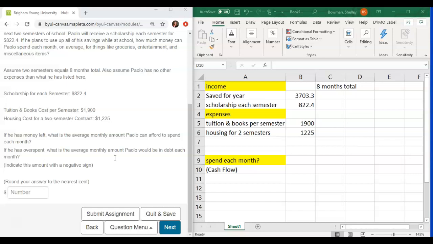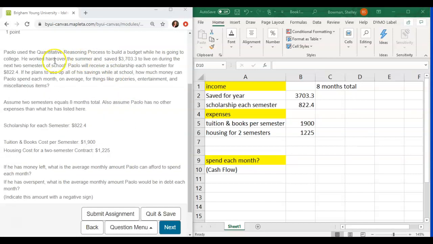Over on the right, I've written out some of the information gleaned from the problem. He has savings of $3,703.30, and he will receive a scholarship of $822.40, and he has some expenses. Tuition and books is $1,900 per semester, and housing for a 2-semester contract is $1,225, and we're just looking for his cash flow. We have 2 options we can go about doing this.